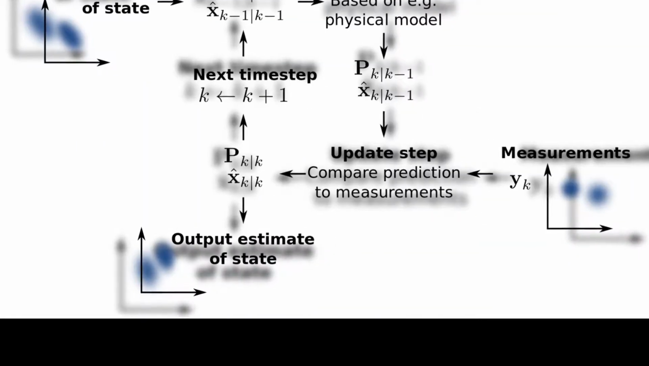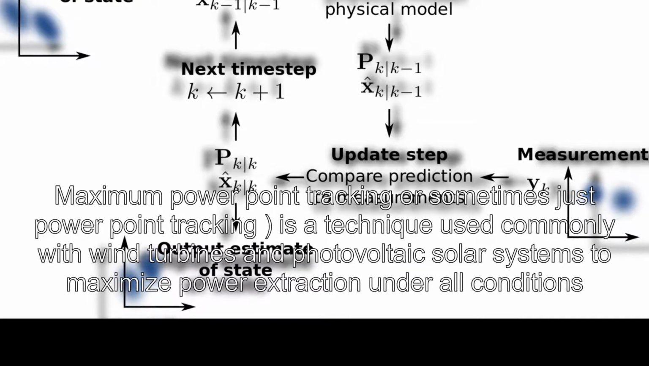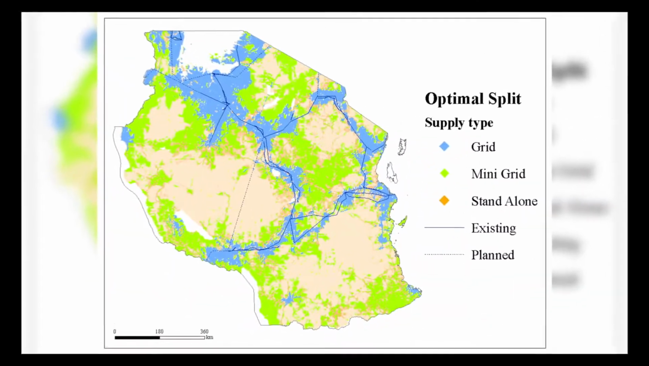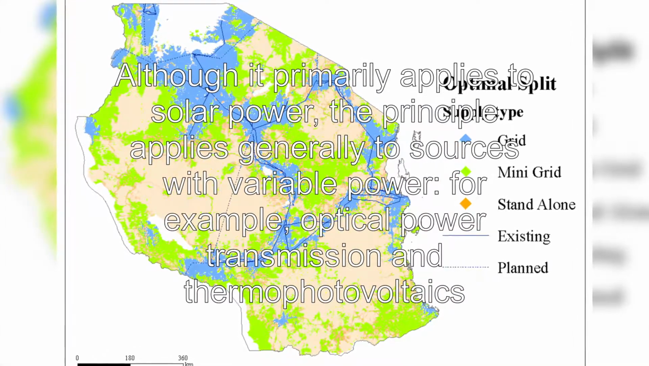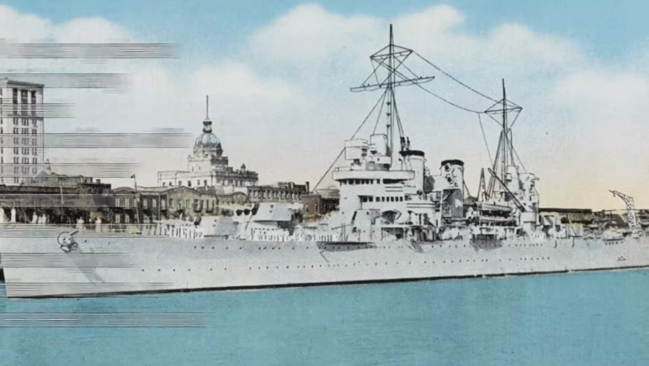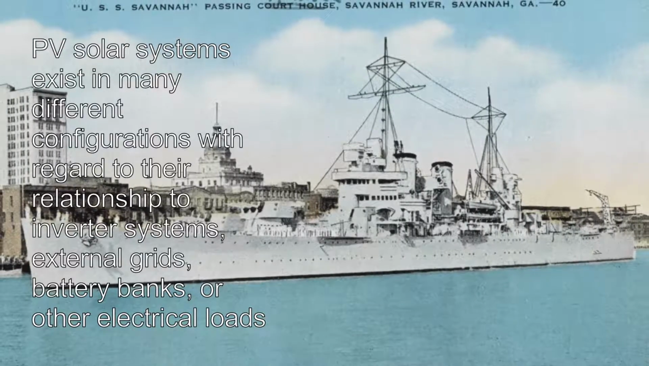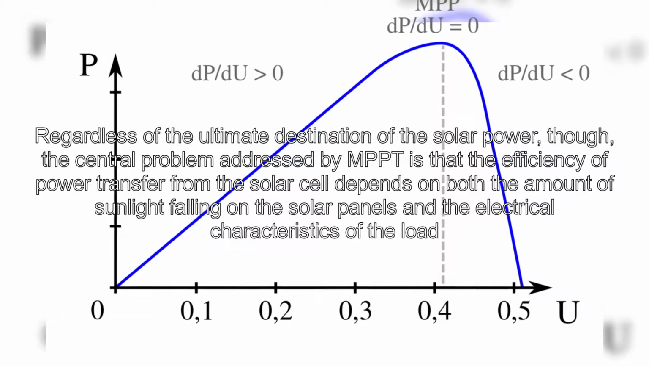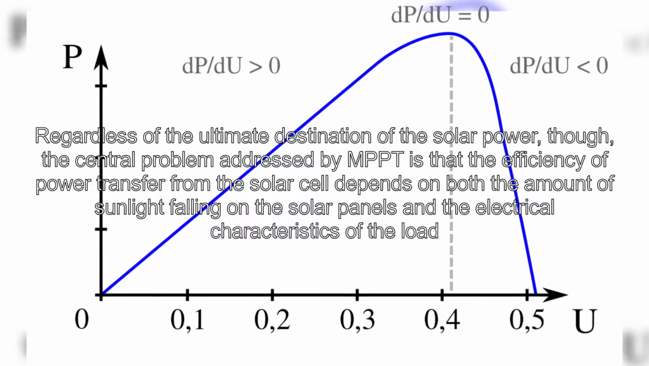Maximum power point tracking, or sometimes just power point tracking, is a technique used commonly with wind turbines and photovoltaic solar systems to maximize power extraction under all conditions. Although it primarily applies to solar power, the principle applies generally to sources with variable power, for example, optical power transmission and thermophotovoltaics. PV solar systems exist in many different configurations with regard to their relationship to inverter systems, external grids, battery banks, or other electrical loads.